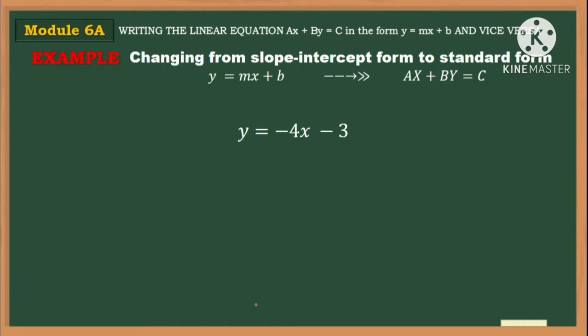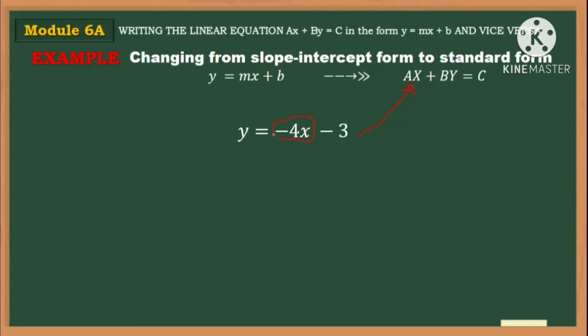So, we have here the example y is equal to negative 4x minus 3. Again, we're going to write this into standard form. Here, we don't have a fraction, wala tayong fraction. So, let's proceed now.